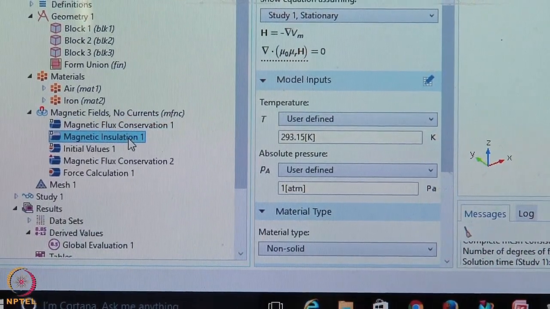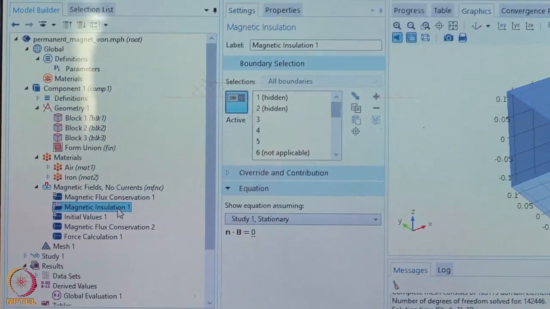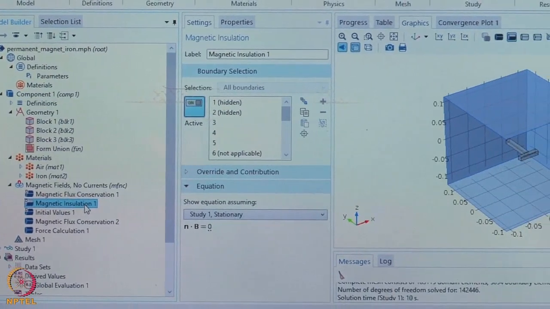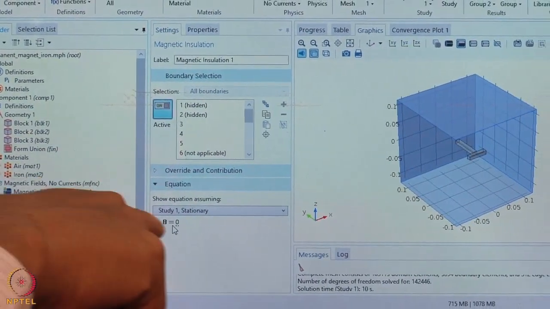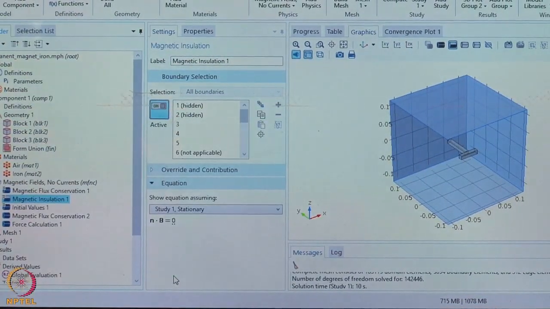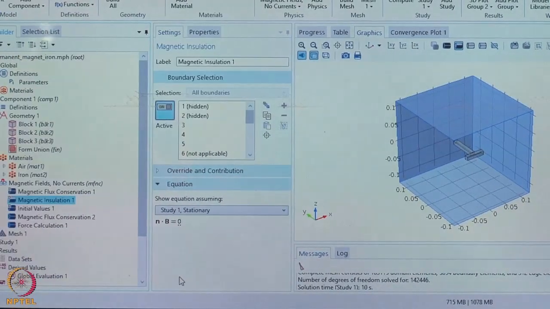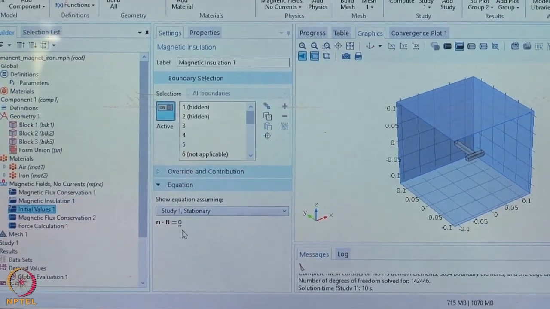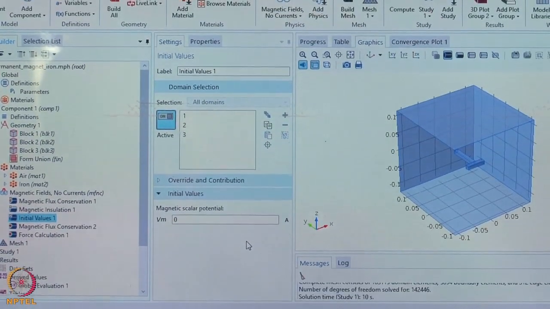All the boundaries will be magnetic insulation, so that no flux will escape. So it is a bounded medium: n dot B is equal to 0. That is the boundary condition. So basically what you're forcing is that the normal component of the B field is equal to 0, which means no flux is going out. The initial value of the magnetic scalar potential in the entire domain is 0.